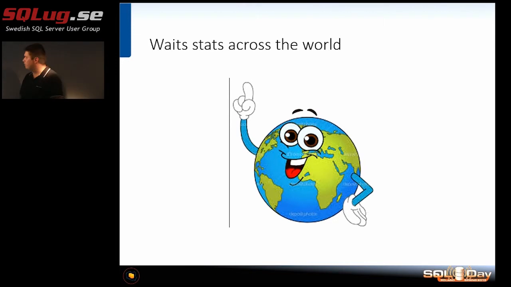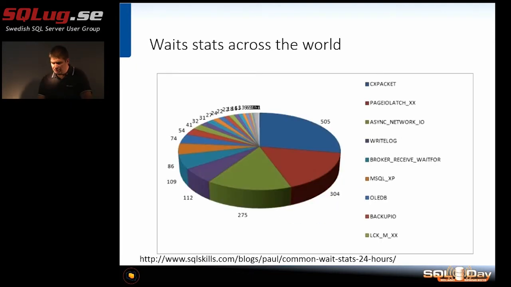now is the second part of our lecture, wait stats across the world. So imagine that in every country there are a lot of SQL servers, and Paul Randall, who is my favorite author, made, let's say, a poll where 1,800 people sent him data from their SQL server. And in the year 2010, the most important wait stat in the data was CX packet.